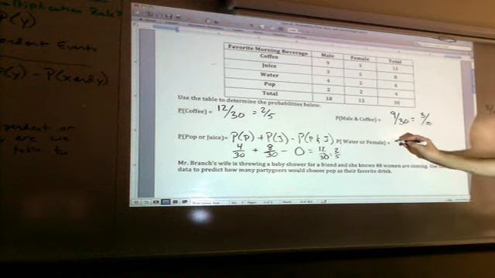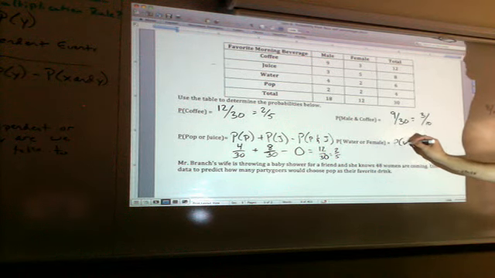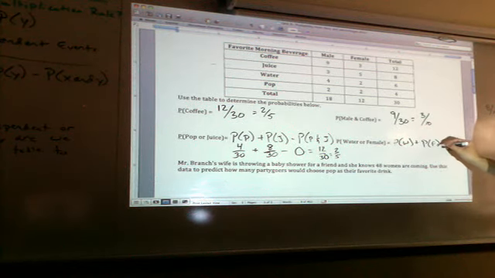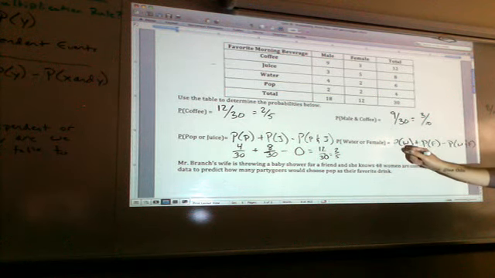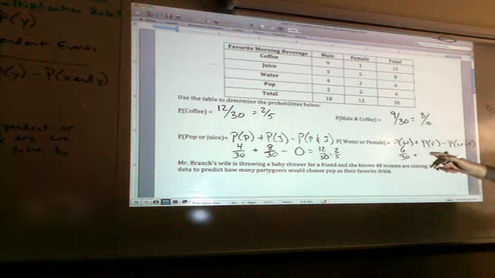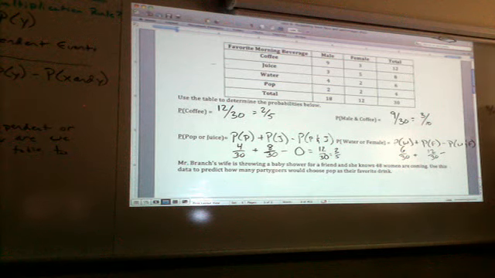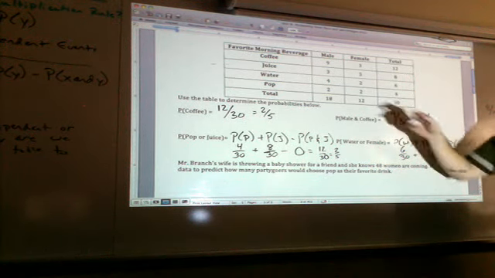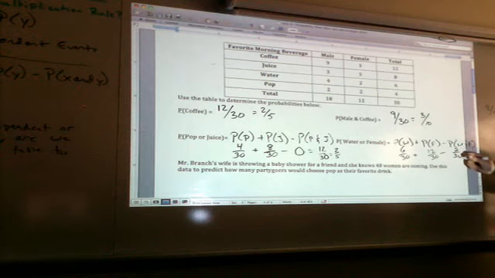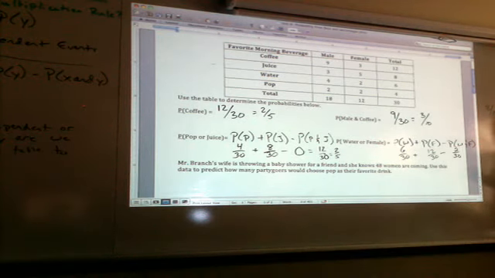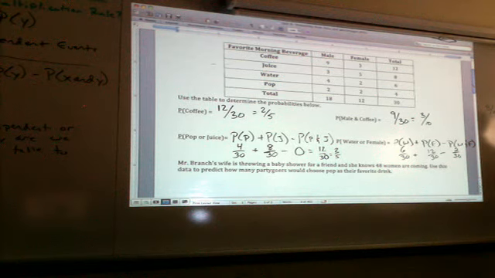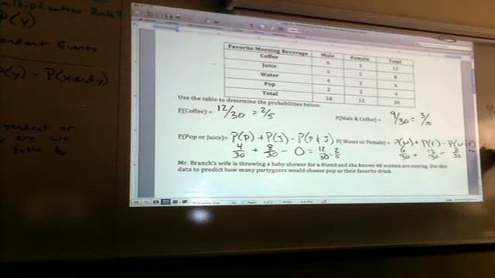So the probability of water or female means you take the probability of water plus the probability of female minus the probability of water and female. The probability of water was 6 out of 30. The probability of female, 12 out of 30. The probability of water and female, where they overlap, is 2 out of 30. So now I can add those across. 6 over 30 plus 12 over 30 makes 18 over 30. 18 over 30 minus 2 over 30 equals 16 over 30, which reduces to 8/15, like Michael said.